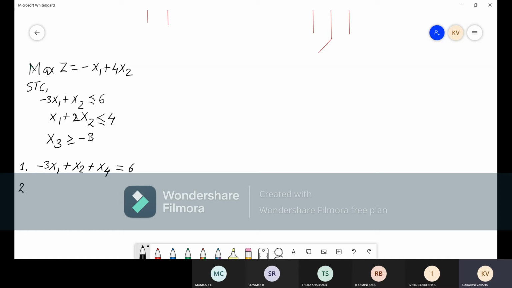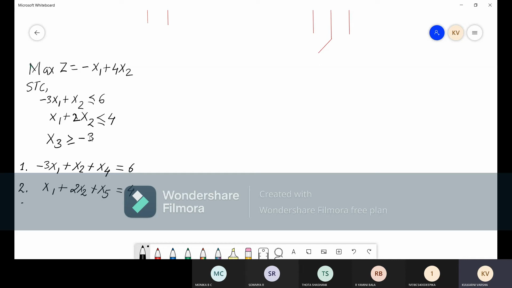Now next constraint will be x1 plus 2x2 plus x5 equal to 4, right? Here also the symbol is less than equal to, so we'll be adding the slack variable.